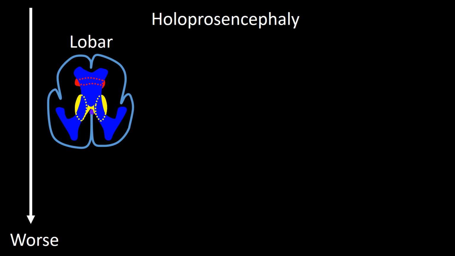In the least severe form, called lobar, the interhemispheric fissure is at least partially present. The frontal lobes are separated, although with an abnormal shape. The basal ganglia of both sides are joined. The thalami are separated, but the massa intermedia may be thicker than usual. The corpus callosum splenium is preserved, and the temporal lobes are well formed.